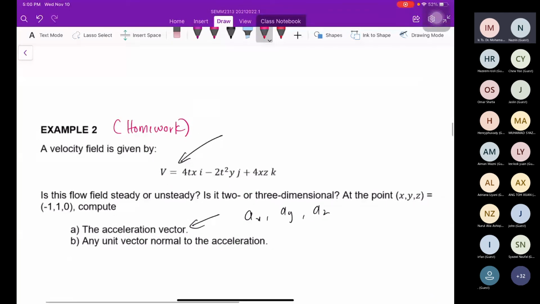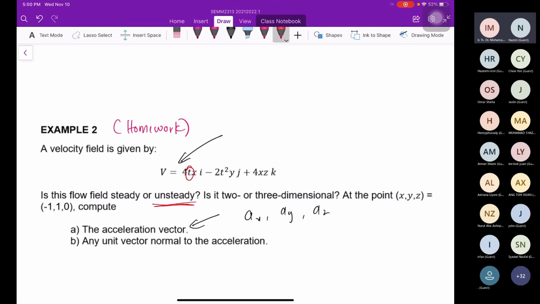It mentions, is this flow steady or unsteady? What do you think? Steady means no change with time. Unsteady means there is a change with time. Unsteady, because there is time. Yes, perfect. It is unsteady because you can see there is time here. So it is unsteady.